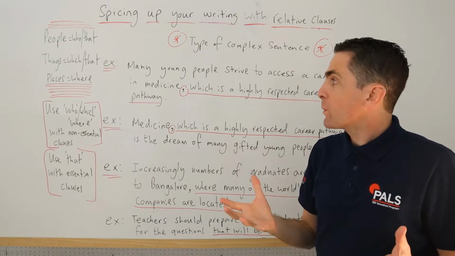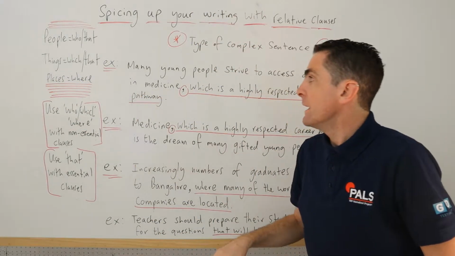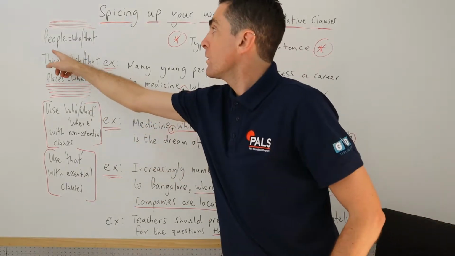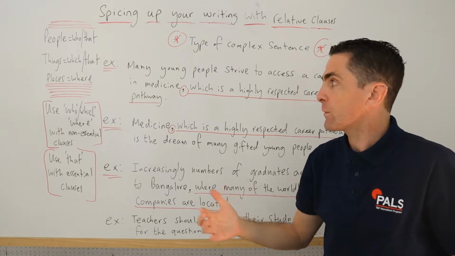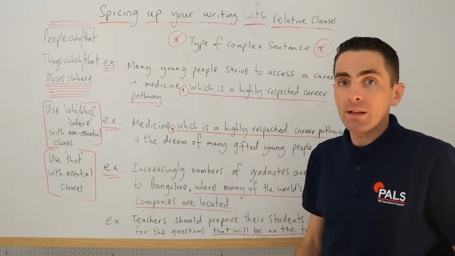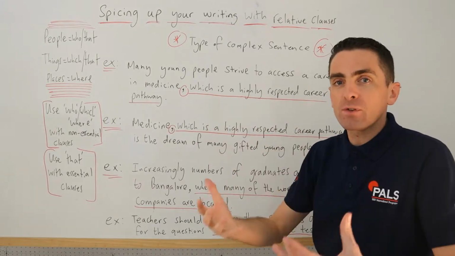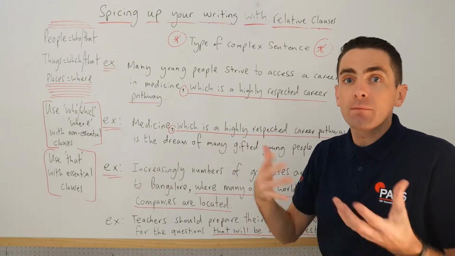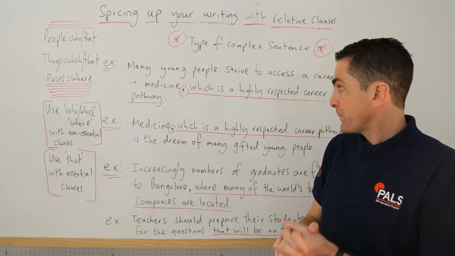Why do we use the word which? Well, because medicine is a thing. Okay? If we're talking about people, we will say who with a non-essential relative clause. If we're talking about places, we will say where and then continue the relative clause. And the relative clause will just give more description, more ideas, more development about the noun that comes before it.